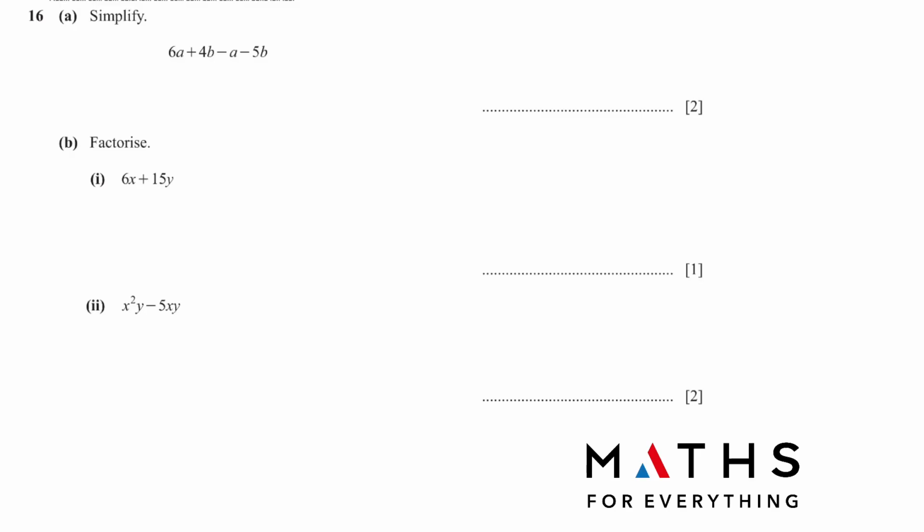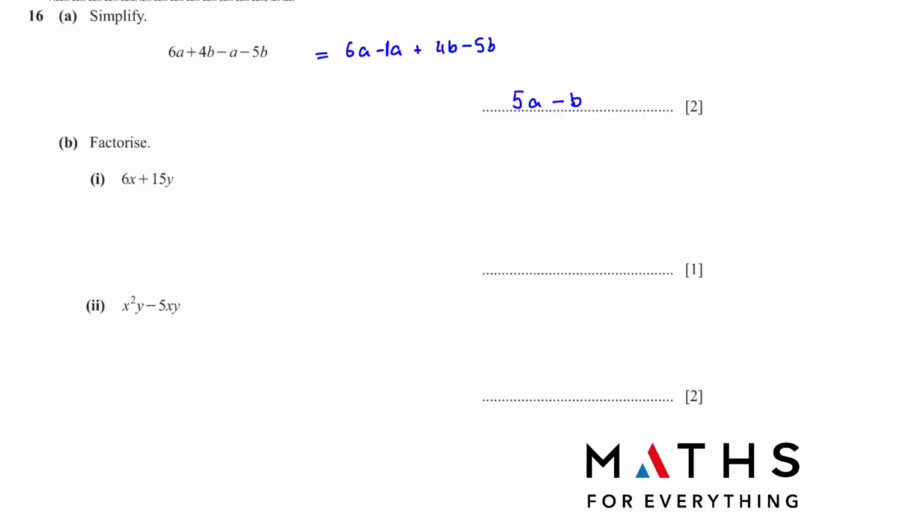Question 16a. We have to simplify 6a plus 4b minus a minus 5b. We add the like terms together. 6a minus a plus 4b minus 5b. If there is no number, there is a 1. So 6 minus 1 is 5a. And 4 minus 5, negative 1b. We can just leave it as negative b.